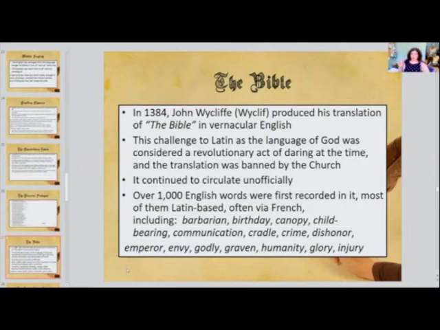So John Wycliffe goes out on a limb, and he publishes the Bible in vernacular English. It was immediately banned by the church, but people did circulate it kind of under the table. So we do have surviving copies of it. There are over 1,000 English words that were first recorded in them. And this is when we start to see Latin loan words come into English at last. So the Romans couldn't do it, but John Wycliffe's Bible did. And we get things like barbarian, birthday, canopy, childbearing, communication, cradle, crime, dishonor, envy, godly. All of these words start to enter into English.